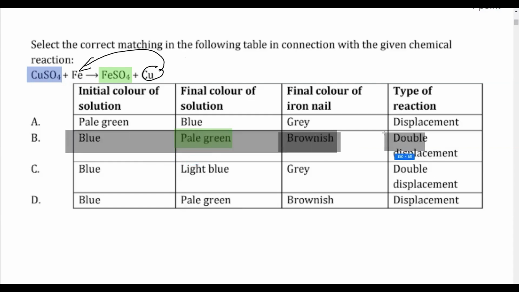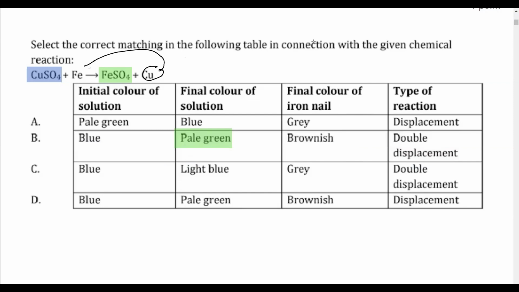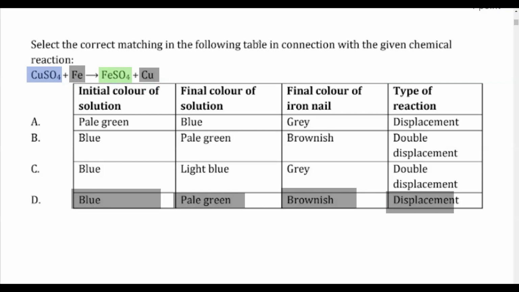And if I see the last one, it says it is a double displacement, which is wrong. Okay, so what are we left with? All right, there is one more option, the last one. The blue color of copper sulfate changes to pale green due to the formation of iron sulfate, and it becomes reddish brown as copper gets deposited on iron, and this is a type of displacement reaction. As you can see, a more reactive substance, that is iron, is displacing copper to form iron sulfate solution and copper is released. So I'll say that D is the correct answer for this.